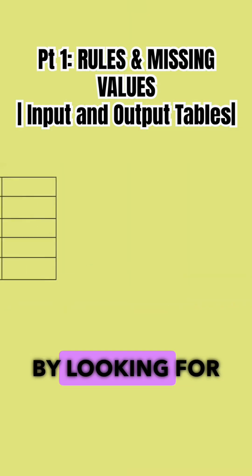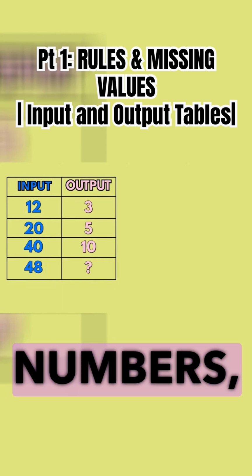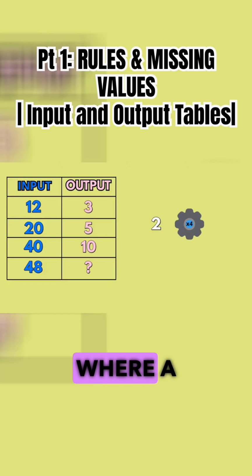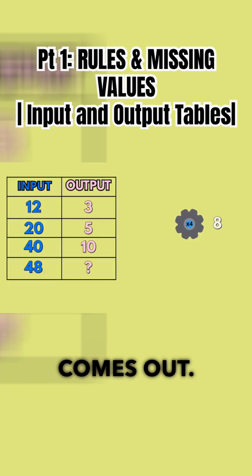Let's begin by looking for a pattern to determine a rule for our table. When we're looking at input and output numbers, we can think of a machine where a number is put into the machine and a different number comes out.